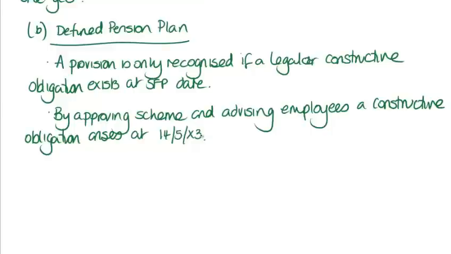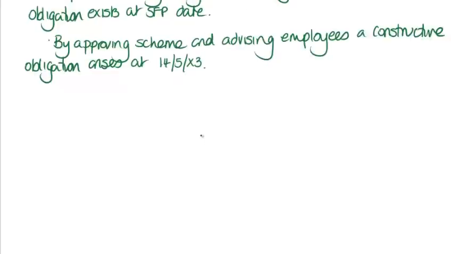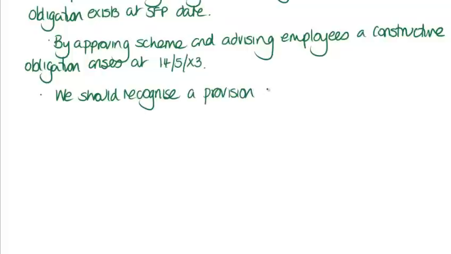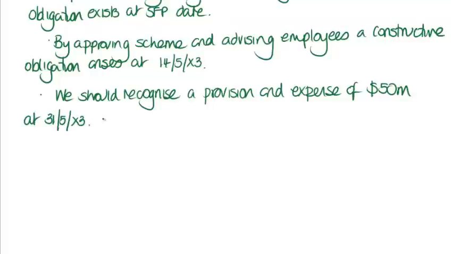Half of the affected employees will be made redundant in July, and the remainder at some point later. The total relocation costs are estimated at 50 million. So we should recognise a provision and expense of $50 million at the 31st of May X3.